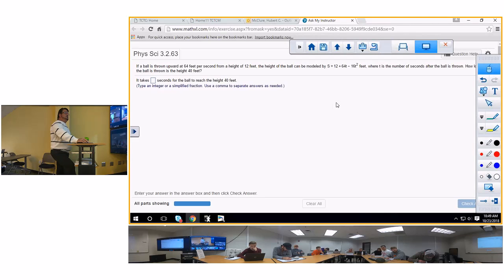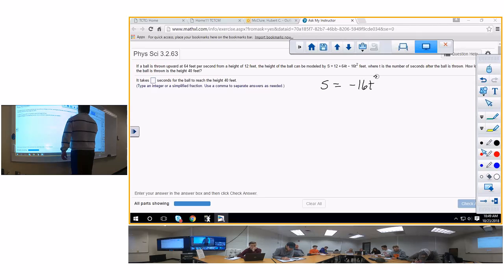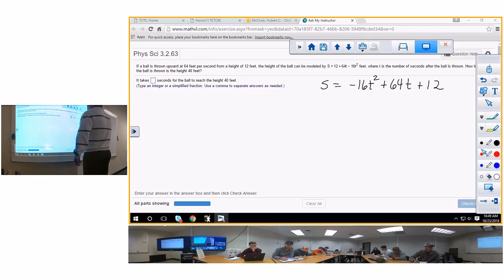That's a test question. Now, it may not be worded like that, but this right here, I want you to complete the square with that. So I'm going to write it on the board for you, and then we'll talk about it. S is equal to negative 16t squared plus 64t plus 12. And of course, I want to know the x-intercepts.